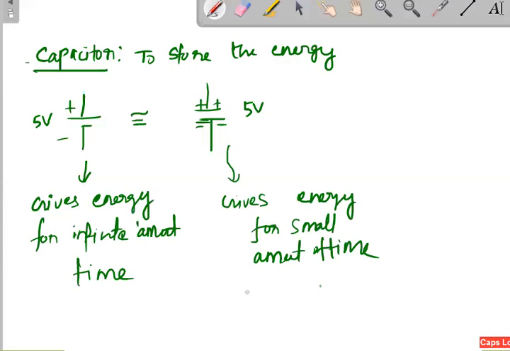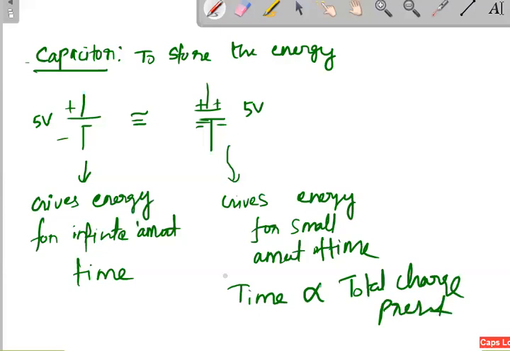How much time it is giving energy depends on the total charge present. Here also it depends on the charge only, but the charge will be continuously replaced. Because infinite time means somebody else is providing energy for this battery. So here also it depends on the charge, but the charge is periodically getting replaced.